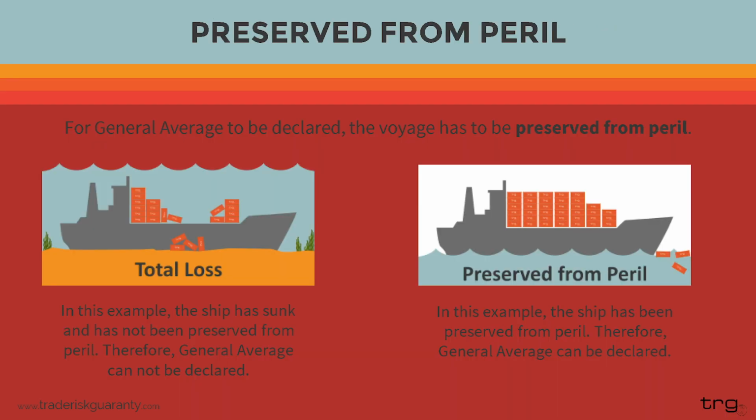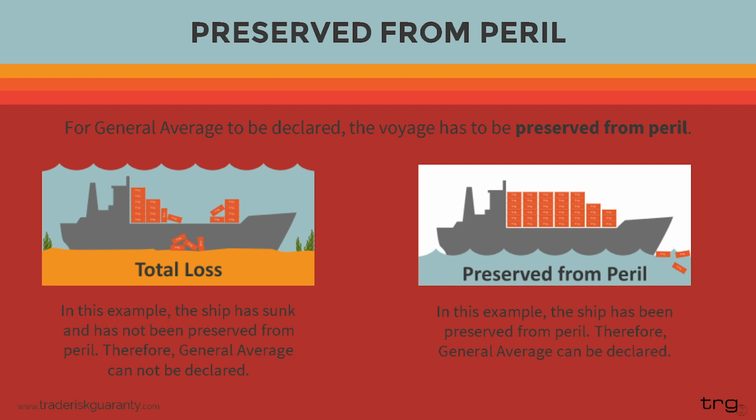You will notice that the law of general average states preserving from peril the property involved in a common maritime adventure. This means that in order for an event to be considered a general average event, the ship must be preserved from peril. If the ship sinks, this would be considered a total loss and would not be a general average event. However, if the action taken by the ship's crew and master saves the ship, the general average can and most likely will be declared.